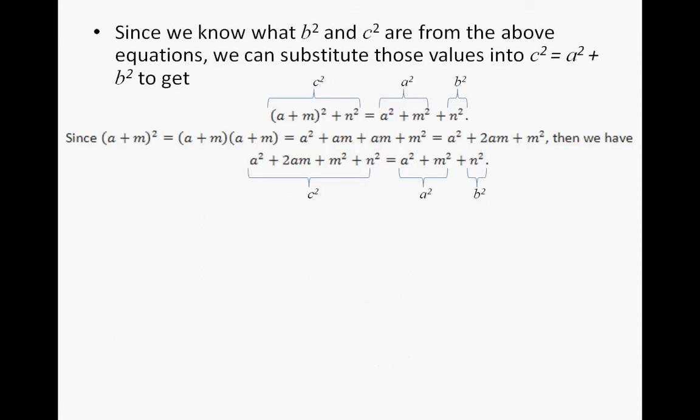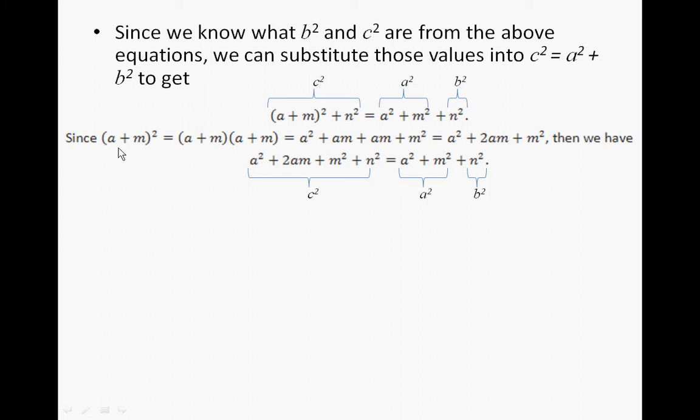So since we know what b squared and c squared are from the above equations, we can substitute those values into c squared equals a squared plus b squared. Here's our c squared, which is again referring to our original triangle, the gray triangle. So c squared is equal to this expression right here, a plus m squared plus n squared. A squared is a squared plus m squared, and b squared is the same as m squared plus n squared.